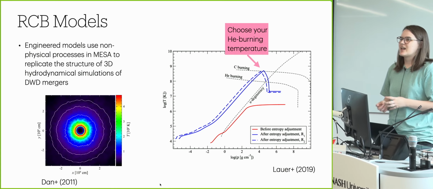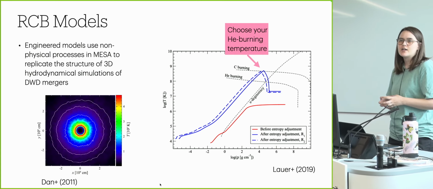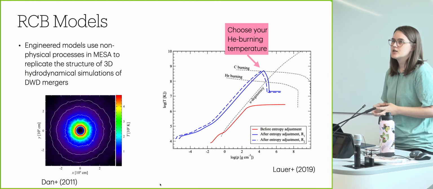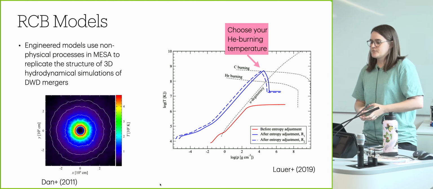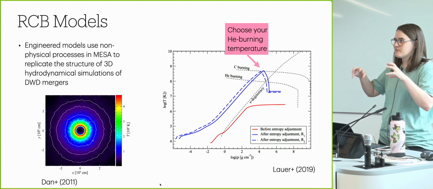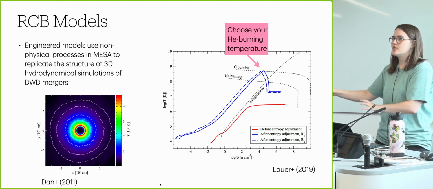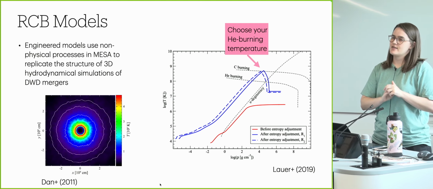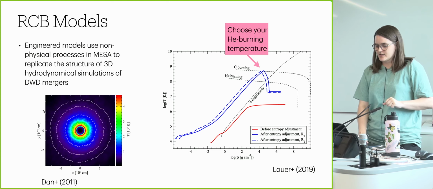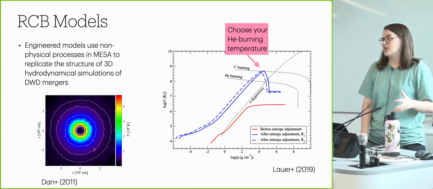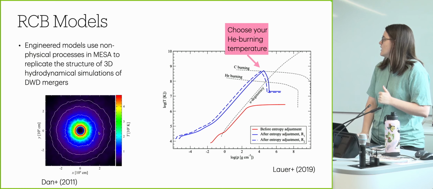So like I said, I use the engineered models, and engineered models use non-physical processes in MESA to try to replicate the structure of a 3D hydrodynamical simulation of a double white dwarf merger. So we just do a lot of fancy MESA shenanigans, and hopefully we end up with something that looks like the hydro simulations. So here is one example of a hydro simulation from Dan 2011 of a CO white dwarf plus a helium white dwarf, where you have the temperature distribution.